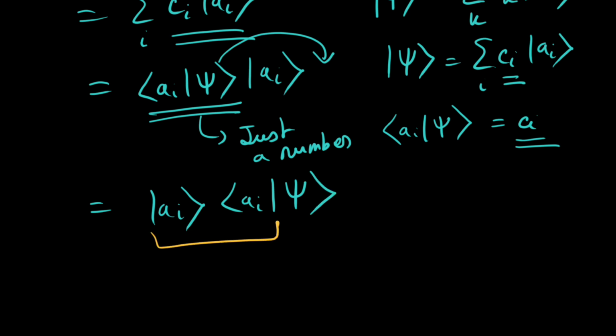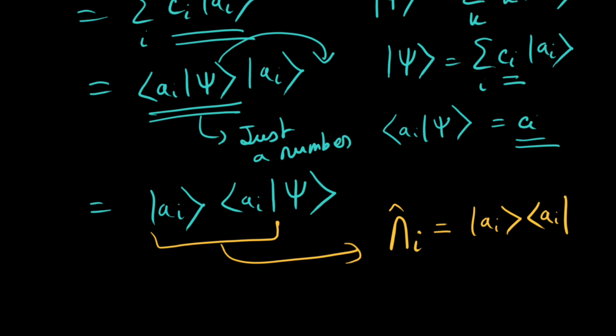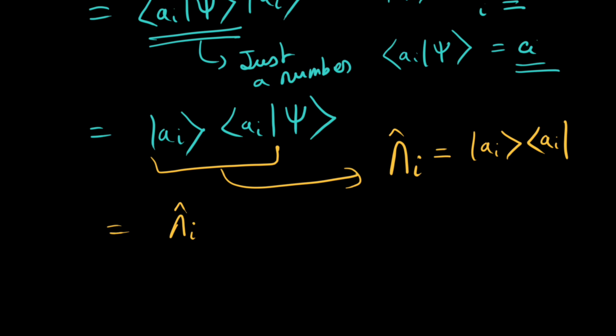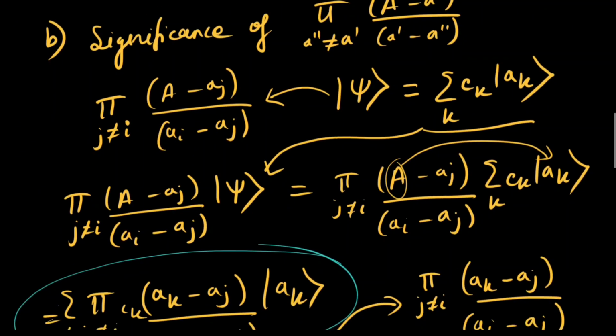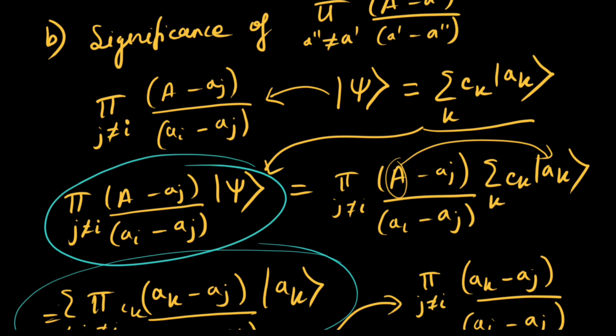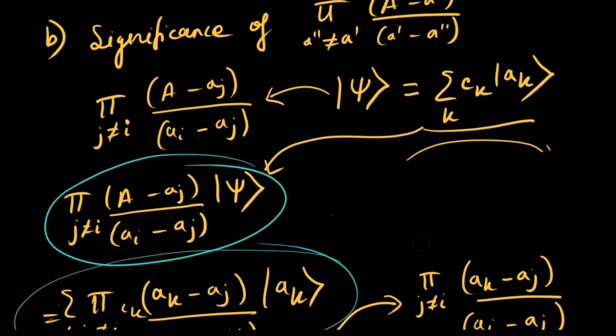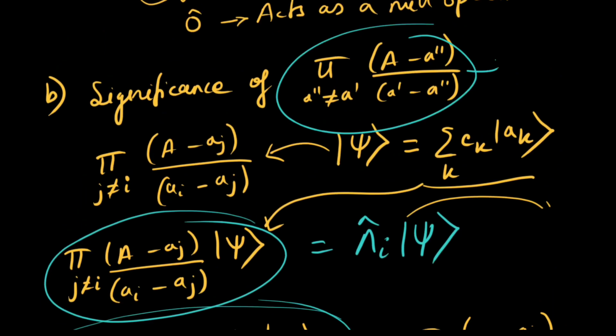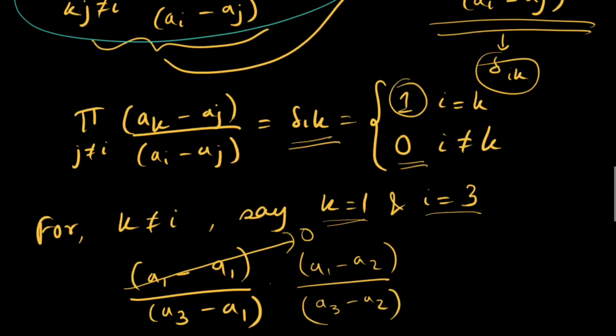So if you recognize, this is the projection operator lambda i. If you don't know this, the projection operator of some basis i is given by the ket of ai times the bra of ai. So this here is just the projection operator acting on psi. So we can write it as projection operator i times psi. So what we initially began with was this here. If we see, it's nothing but the projection operator acting on psi. So this operator here is just the projection operator for the ith ket or the ith basis.